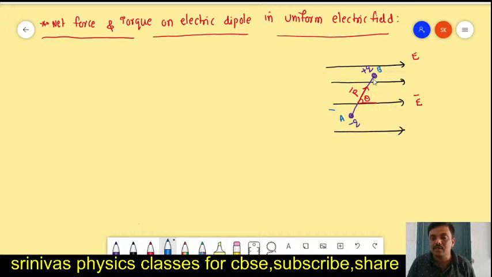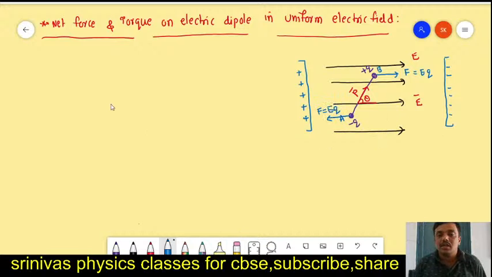On the plus q charge, the electric field force will apply. If the electric field is right side, it means on this side we keep a positively charged plate and on this side a negatively charged plate. The electric field direction is away from positive charge and towards negative charge. This plus repels the plus, so the force on plus q is right side. That value is E into q. The force on minus q charge is left side because the plus attracts the minus. The force on minus q is also the same, E into q only.